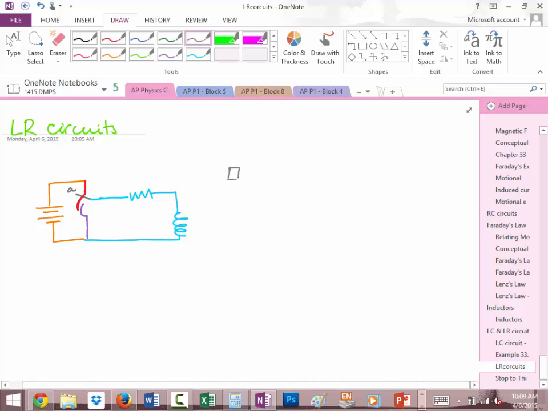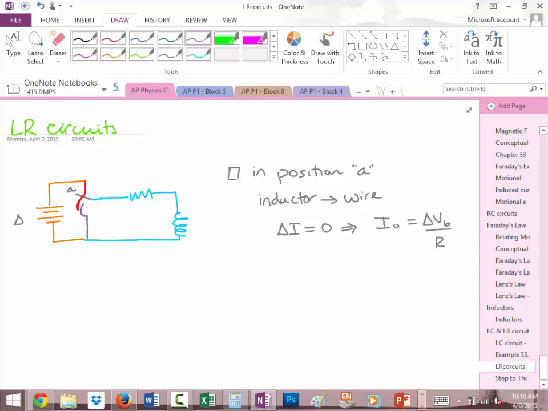So when the switch is in position A, I'm going to say, just to kind of have this written down, the inductor is just a wire. And the wire, nothing exciting happens. There's no change in current. So that means that the current is just the potential across the battery divided by the resistor. Why is it I naught? Because that's the current at the beginning, before I've moved the switch. Is that okay?